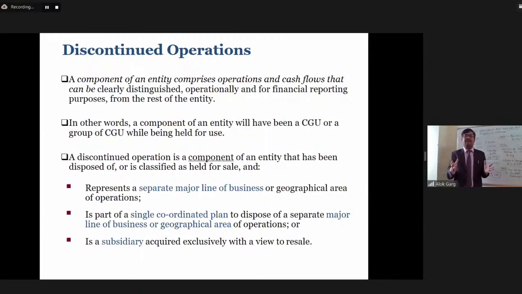So what is this? This is a kind of operating segment. So it is a component of an entity. A discontinued operation is a component of an entity which comprises operations and cash flows that can be clearly distinguished operationally and for financial reporting purposes from the rest of the entity. So it is the same definition which was there for the operating segment. It is a significant component of an entity, a significant segment for which the entity used to see the financial results, the cash flows, and the performance of that particular segment.